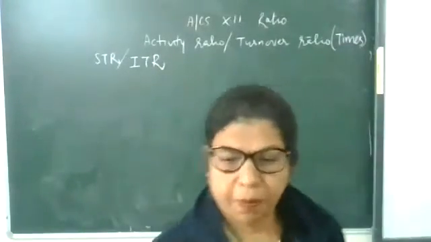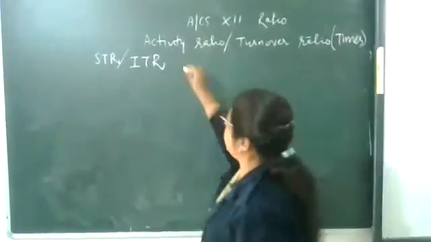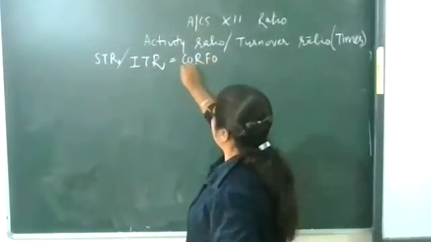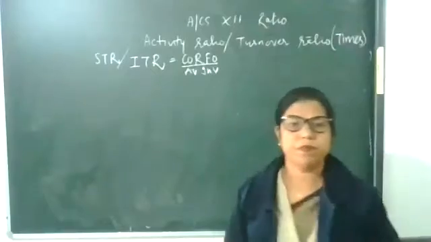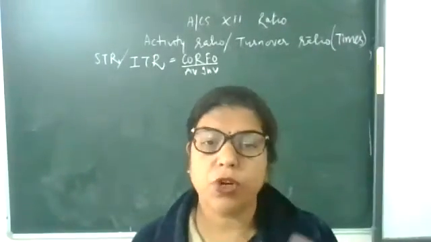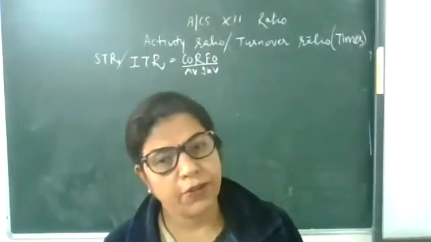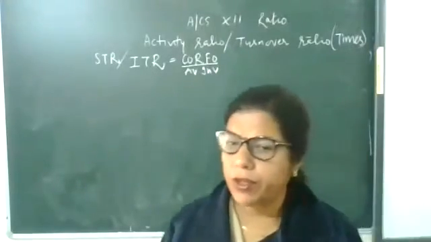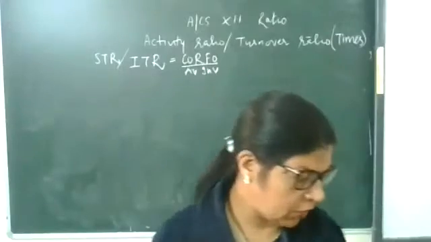CORFO upon average inventory, average stock. Now you will say, what is CORFO? CORFO means cost of revenue from operation. Cost of revenue from operation upon average inventory.